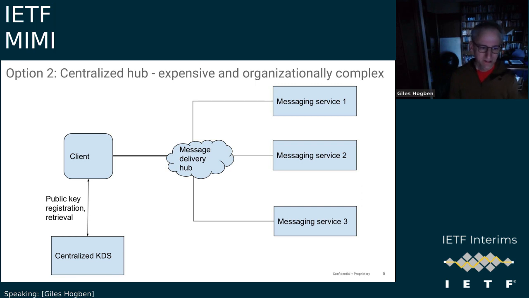Like, who do you trust to be the message delivery hub? You need a consortium agreement or something, or a contract between them, or somebody who's going to agree to perform that service. So it creates political complication.